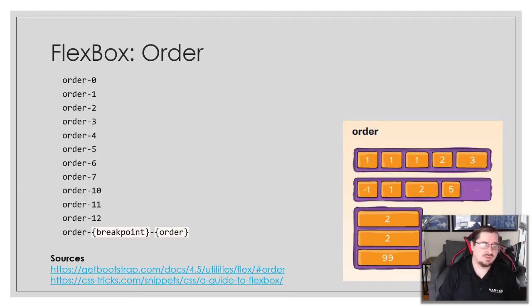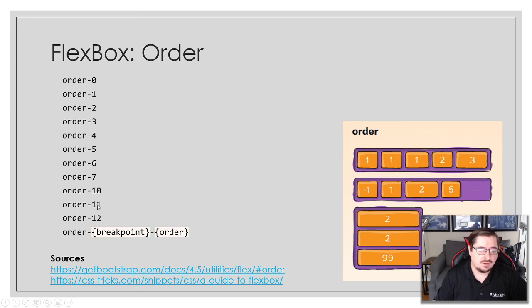There's also classes for setting the order of items. And you'll see that there's classes for setting it from order 0 to order 12. If you need more than that, then you'll need to write custom CSS for that. You'll also notice in here that there's not classes for negative order values. So oftentimes I'll just use order 0 or order 1, and then if I need anything other than 0 or 1, I'll go ahead and do some custom CSS to get those orders to be what I want them.